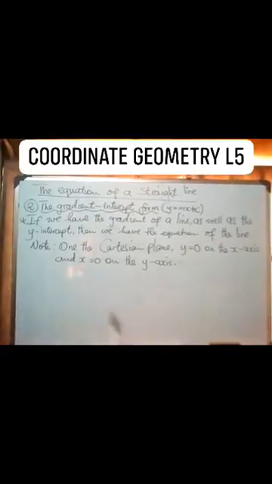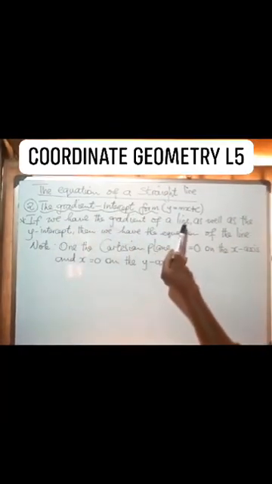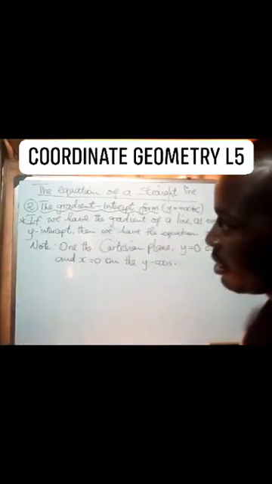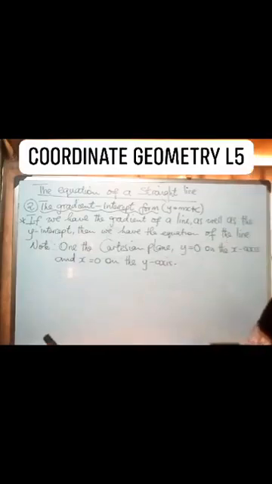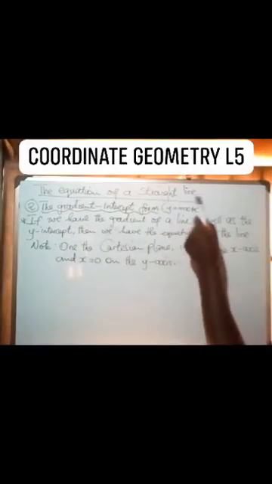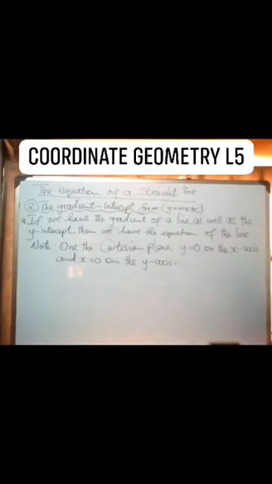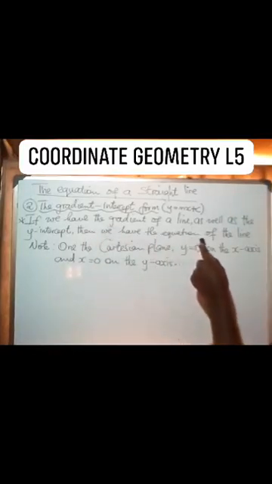We go to number 2, the gradient intercept form. If we have the gradient of a line, meaning the gradient has been given, as well as the y-intercept, meaning the value of c is given, in this equation, because this is the standard form of the equation of a straight line. What do we have? Then we have the equation of the line.